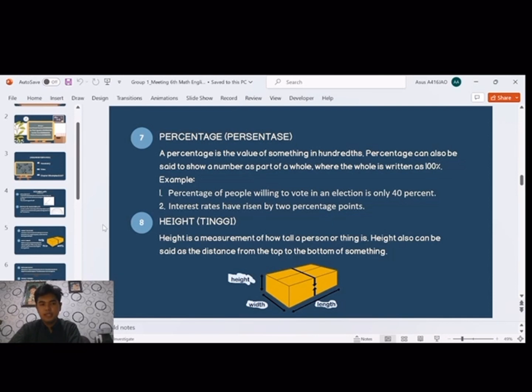Okay, next is height, or tinggi in Indonesian. Height is a measurement of how tall a person or thing is. Height can also be defined as the distance from the top to the bottom of something.